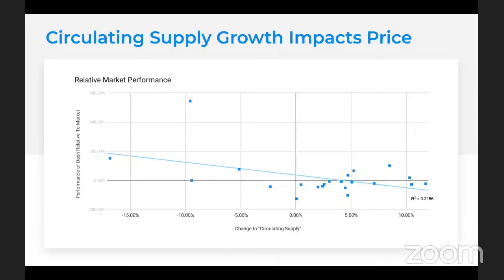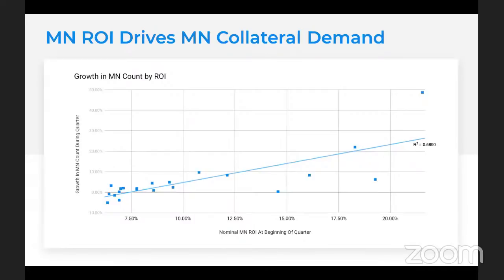And so if you go to the next slide, we wanted to analyze whether or not the masternode ROI actually is what's driving that masternode collateral demand that leads to a change in the circulating supply. And so what you see on this plot is the nominal ROI at the beginning of the quarter. This is the headline ROI we're used to seeing. And then on the y-axis is what was the growth in masternode count during the quarter. And what we find is that there is a very strong correlation here. And so if we're able to measure what the ROI is at the beginning of a quarter, we can predict what might happen in terms of masternode count changes during that following quarter with a fair amount of certainty.